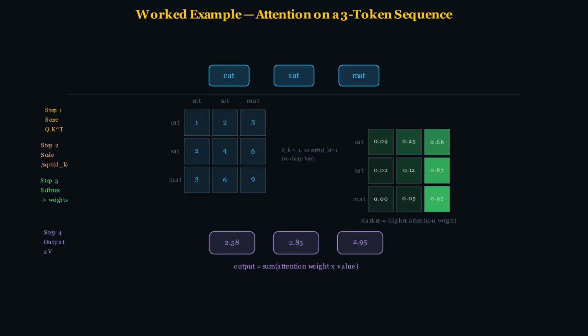Each output token is the weighted average of all values. The outputs are 2.58, 2.85, 2.95. Context-aware representations.